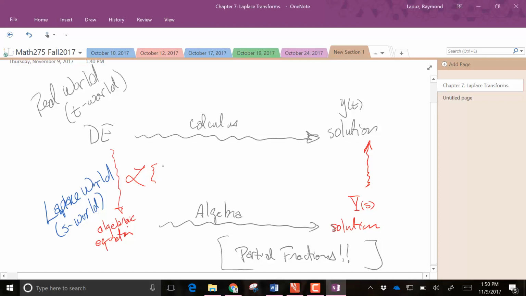I call it little f. So the Laplace transform is an operator, and for linear algebra people, it's a linear operator. And what that's going to do is transform your real life function into a Laplace function, capital F of s.